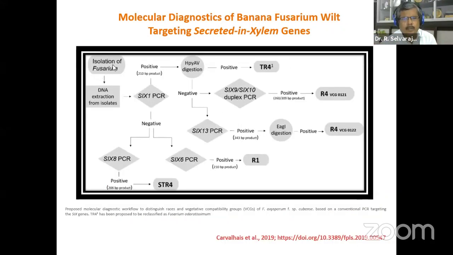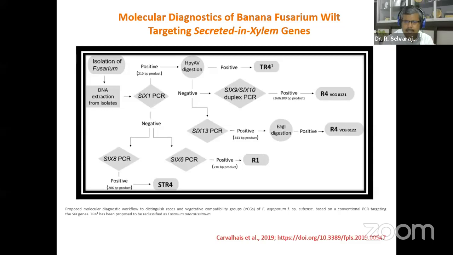You can see, we isolate the Fusarium, then do the DNA extraction, and go for PCR with secreted in xylem 1 gene. If it is positive, then go for restriction digestion. Then if that is positive, it's a TR4. If it is negative, it can be either subtropical race 4 or race 1, for which again you go for another PCR. If it is positive, it is subtropical race 4. So this is a wonderful way to distinguish tropical race 4, race 1 and subtropical race 4.